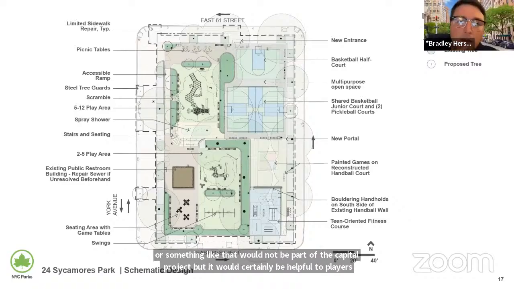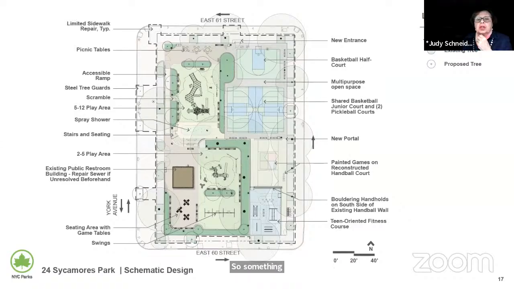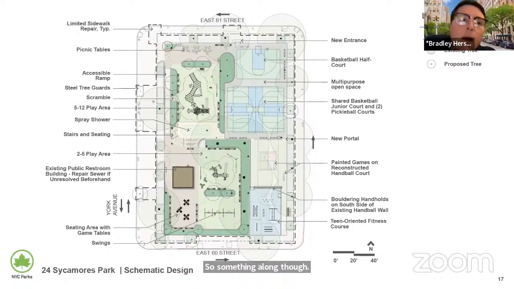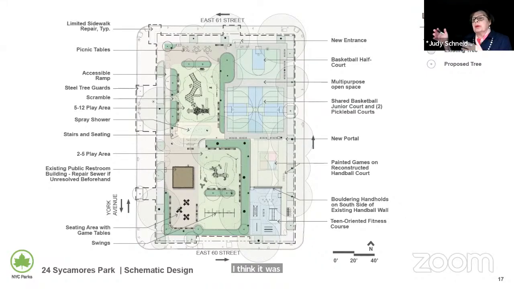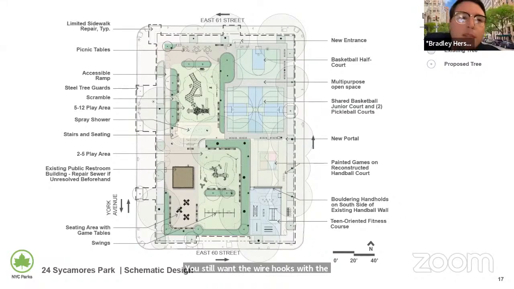Well, if they give us a storage cabinet, then you can put your stuff in there. You still want the wire hooks with the baskets? Yeah, because that's more for facilitating who's playing and who's playing next, like a queue of players. That would have less confusion of people standing around, and it would make play easier. So that would really make things smoother.